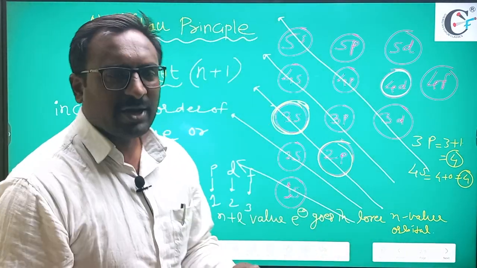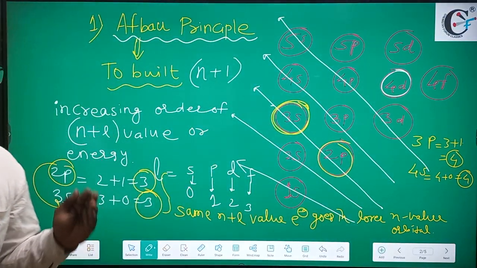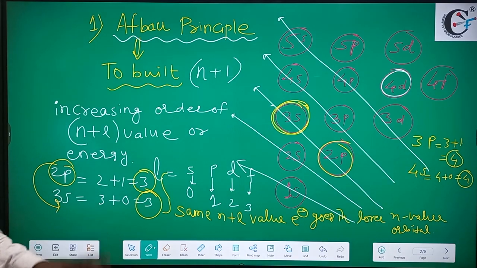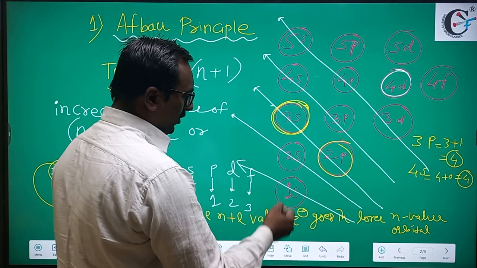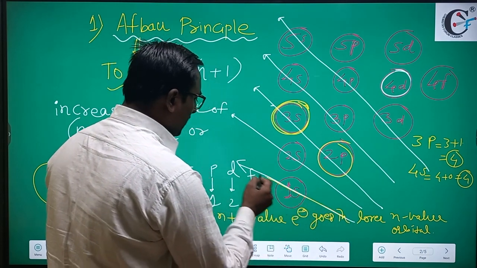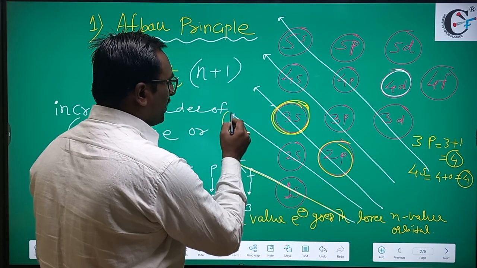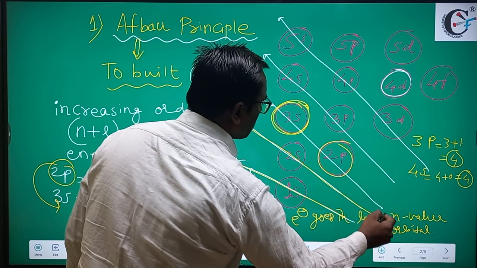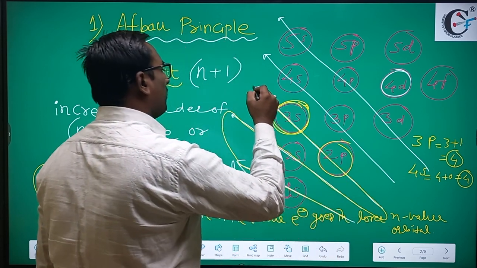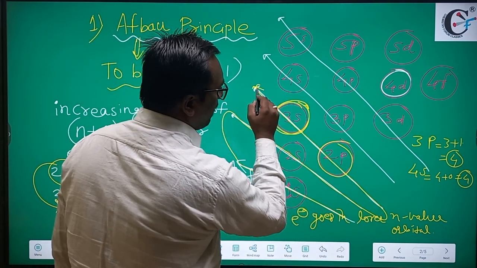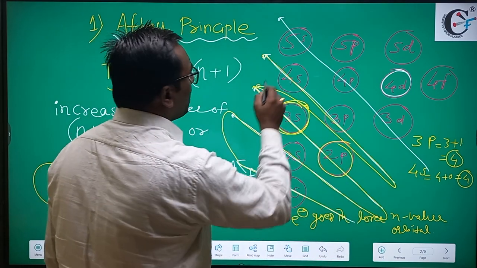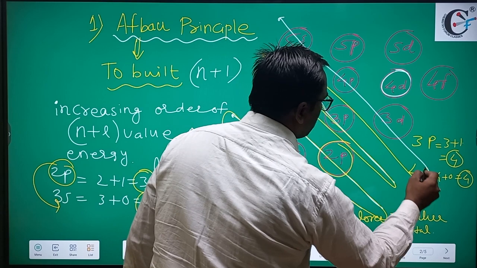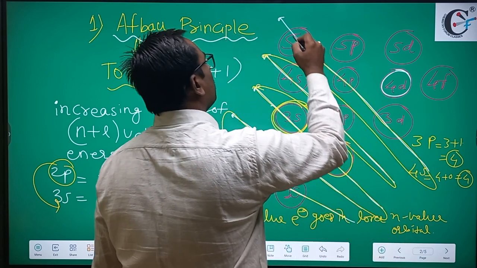Electrons are filled according to their increasing order of n plus l value, and we are writing the electronic configuration by using the above diagram. First of all, electron goes in 1s. After 1s, where does the electron go? 2s. After 2s, 2p. After 2p, 3s. After 3s, 3p. Then 4s. After 4s, down again to 3d, then 4p.